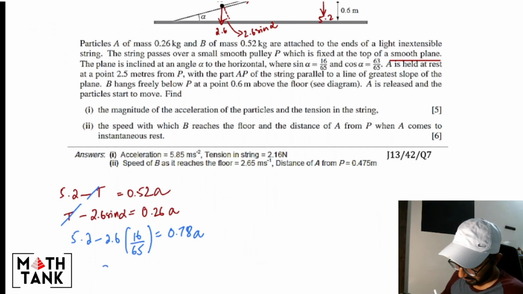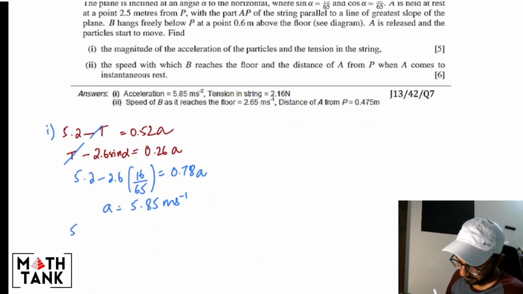I am getting 5.85 meter per second, and that is the correct answer. Then the tension in the string is pretty simple. 5.2 minus T equals 0.52. I plugged it into the first equation.